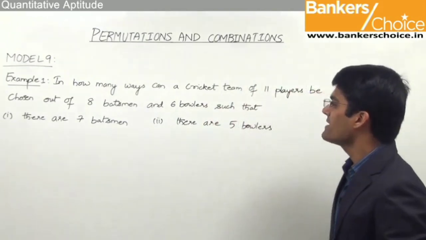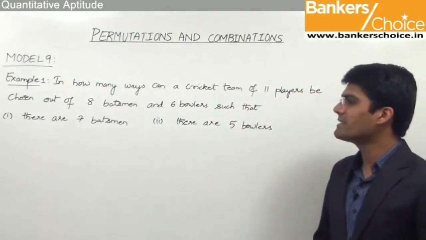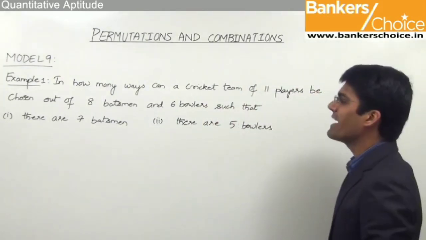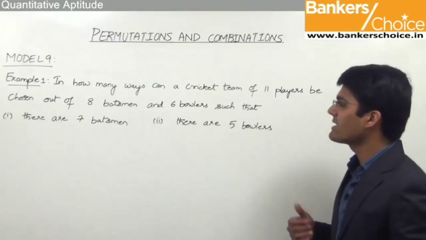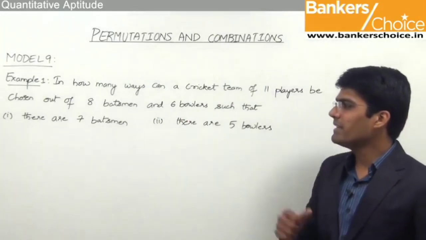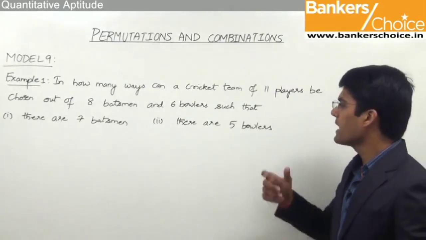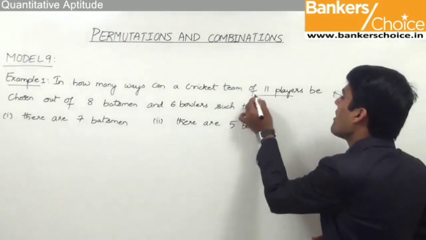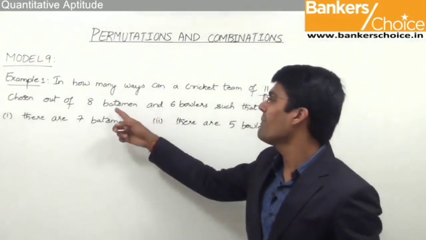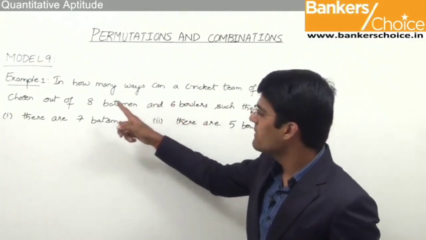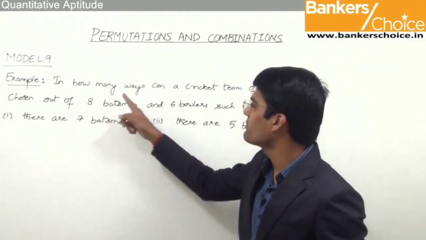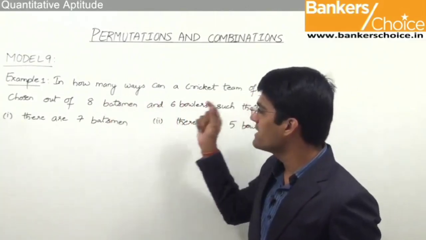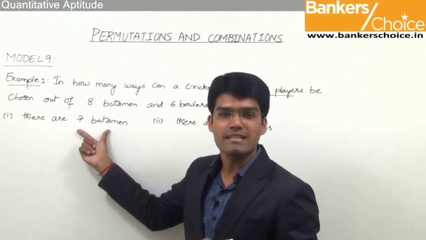In how many ways can a cricket team of 11 players be chosen out of 8 batsmen and 6 bowlers, such that the first condition is there are 7 batsmen, and the second one says there are 5 bowlers. So here we need to form a cricket team of 11 players out of 8 batsmen and 6 bowlers. So altogether we have a choice of 14 players, 8 plus 6, 14. But the condition says there must be 7 batsmen in the team.